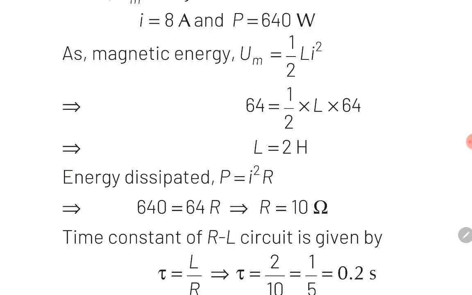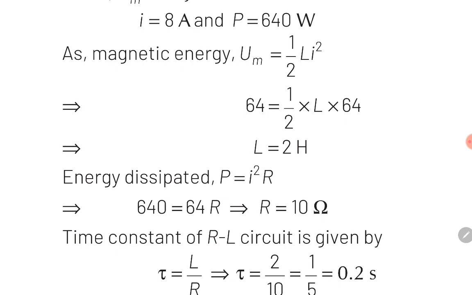Yes students, you can observe here that magnetic energy stored in an inductor is given by the formula half L i square. This magnetic energy has been given as 64 joules, current has been given as 8 amperes, and by substituting these values, we'll obtain the value of inductance L as 2 Henry. Guys, after this, we are also going to use the formula of power loss across a resistance in the form of heat. This formula is power loss is equal to I square R. Guys, power loss in this question has been given as 640 watts, current has been given as 8 ampere, and by substituting these values, we'll obtain the value of resistance R as 10 ohms.